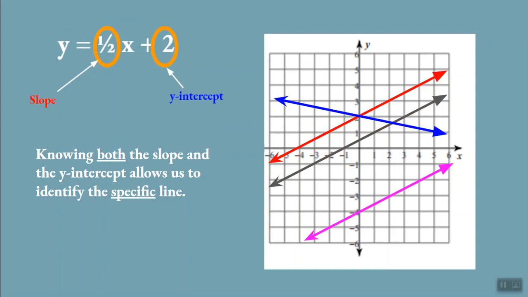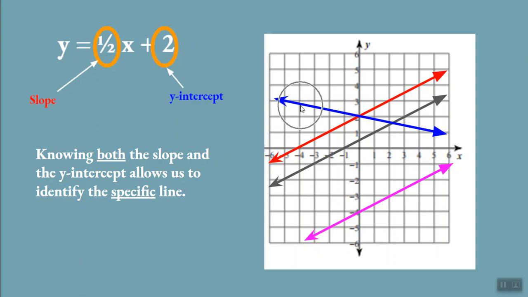So if I have both of those pieces of information, look at this linear equation up here. This is an example of an equation where this information is specifically given to you. So this is y equals 1/2 x plus 2. That 1/2, that number in front of the variable x, is going to be your slope. And this 2, more specifically this positive 2, is your y-intercept. So I'm really looking for a line that has a slope of positive 1/2. If I know that, I can get rid of any line on this graph that doesn't have a slope of positive 1/2.